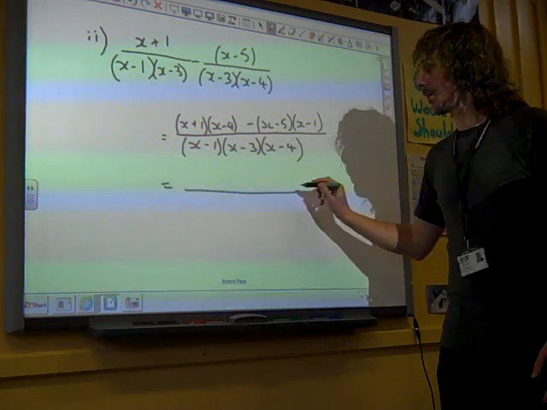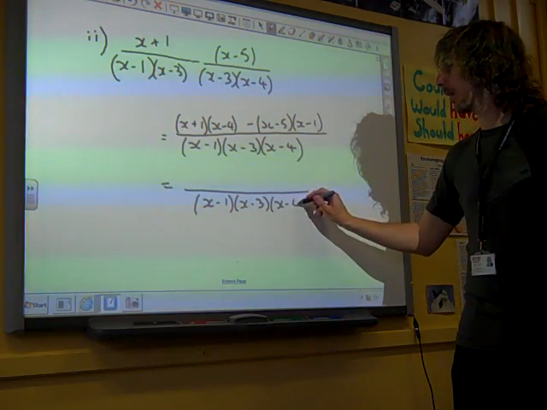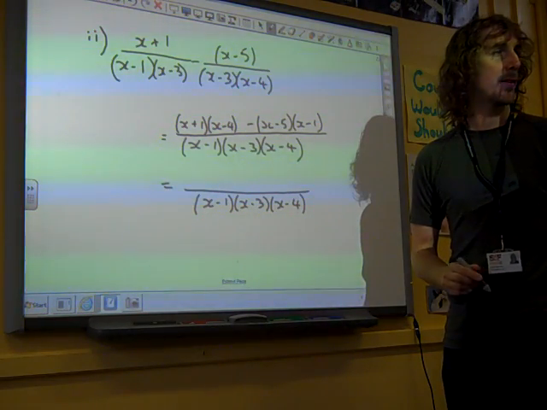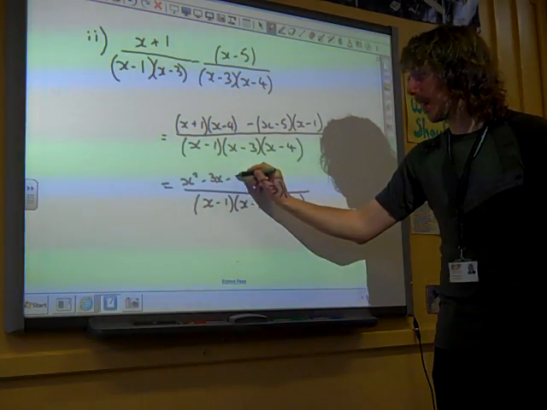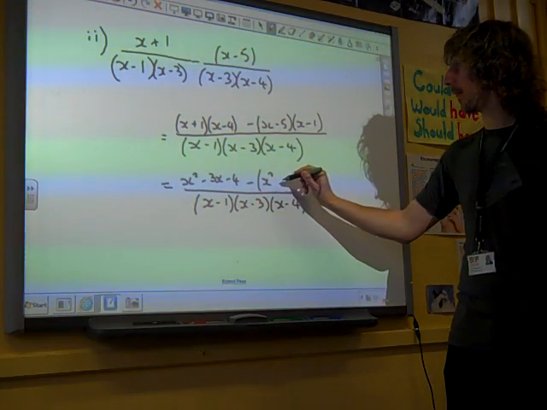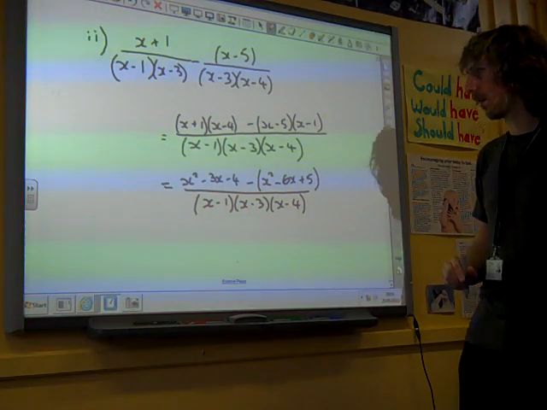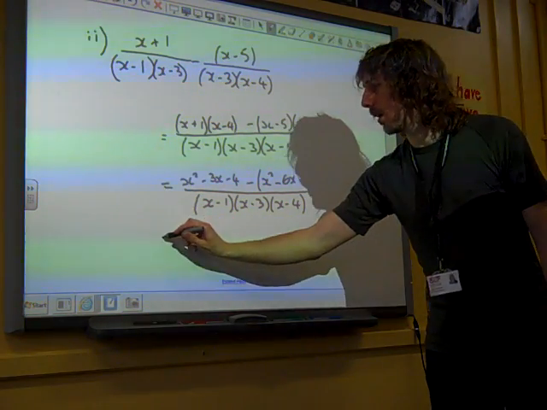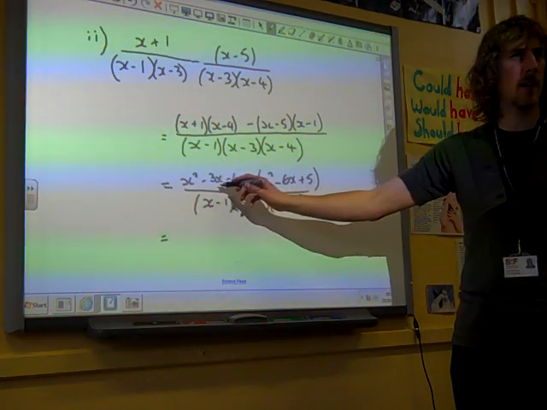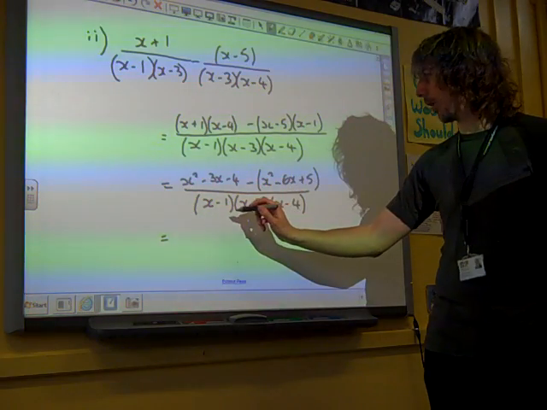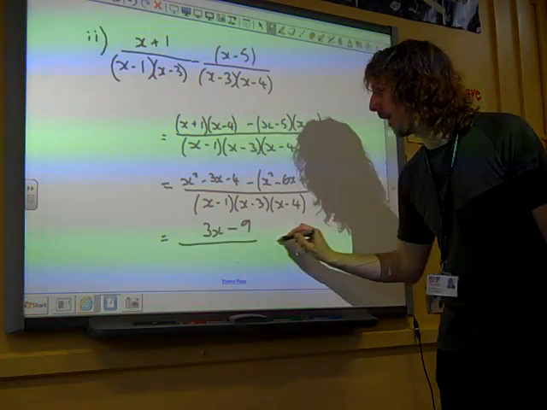It doesn't feel particularly sophisticated, but the only thing we can do at this point is to multiply out the top line and collect together like terms. We've got x squared minus 3x minus 4, and we're taking away x squared minus 6x plus 5. Have I done that right? I think so. And if we collect together like terms there, the x squareds will cancel out. We've got minus 3 minus minus 6, so we've got 3x. We've got minus 4, take away another 5, so minus 9.